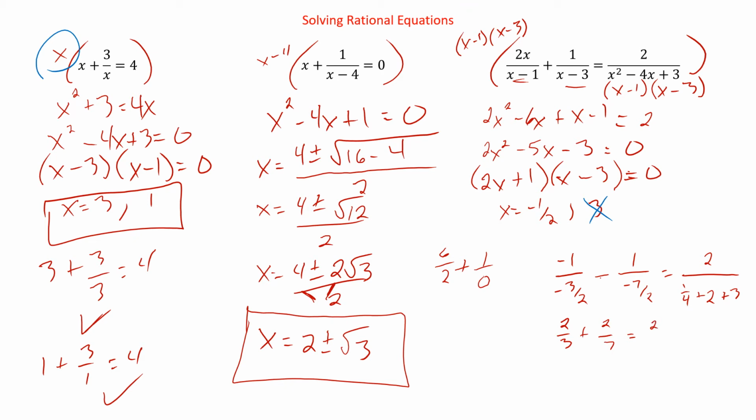So 2 over 21/4, we could flip and multiply to get 8 over 21. Well, common denominator of 21, so we can multiply this one by 7 over 7, multiply this one by 3 over 3. So we get 14 over 21 plus 6 over 21 equals 8 over 21.